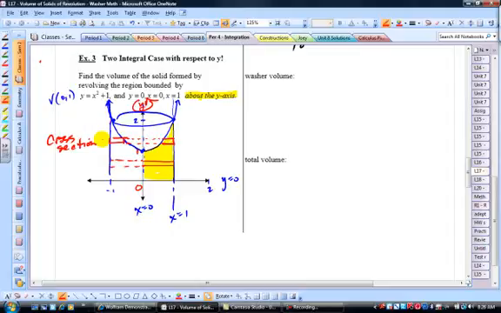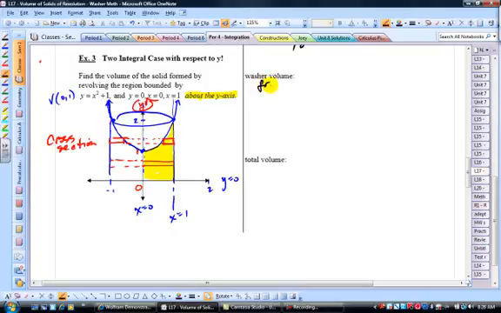So what we're going to have to do is set this up using 2 integrals. One integral from 0 to 1, and then another integral from 1 to 2, using the disk method for the first integral from 0 to 1, and then the washer method from 1 to 2 because it's a disk with a hole in it. Alright, so let's take a look at what's happening here.